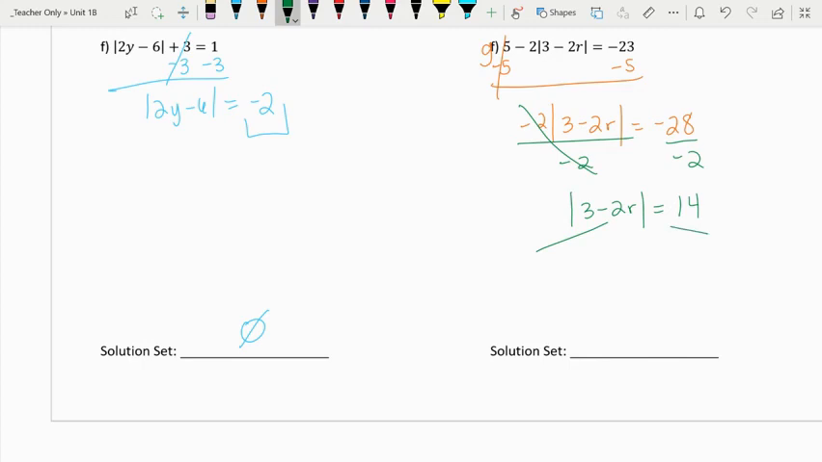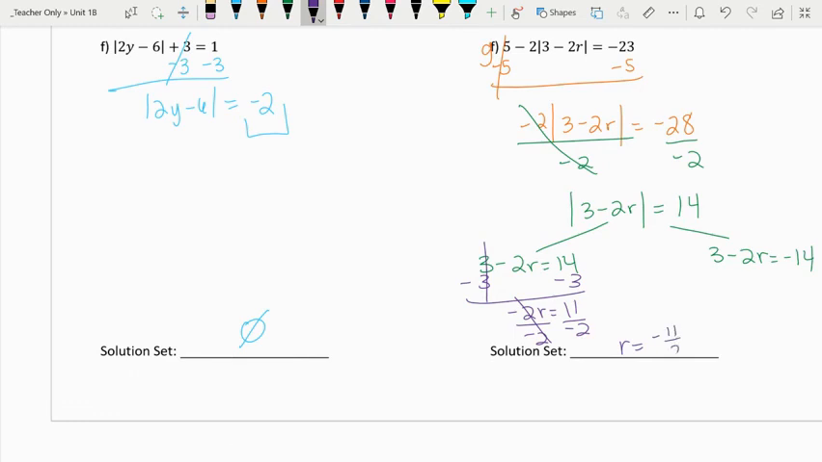Okay, so now it equals a positive and it's by itself. So we get 3 minus 2r equals 14, and 3 minus 2r equals negative 14. On both of these, we would subtract 3 and then divide by negative 2. So in the first one, we get 11. So r equals negative 11 halves. On the second one, when we subtract 3 and then divide by negative 2, we would get negative 17 divided by negative 2, which gives you a positive 17 halves.